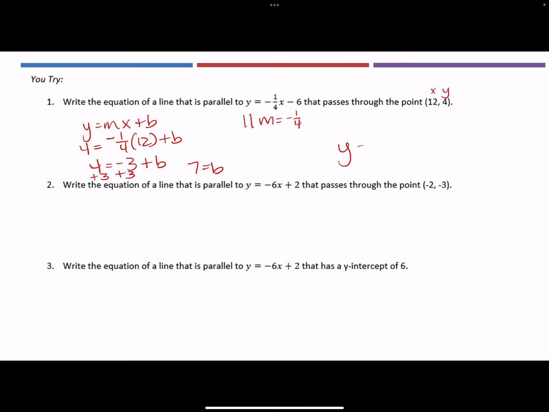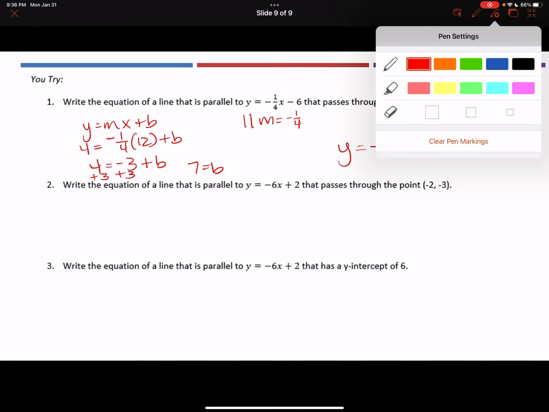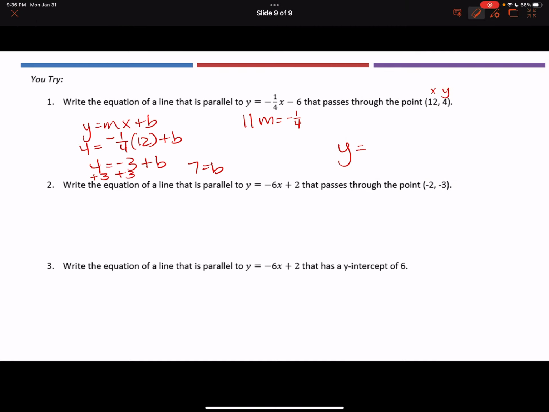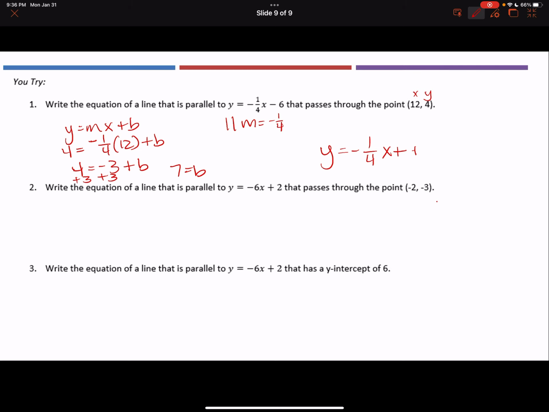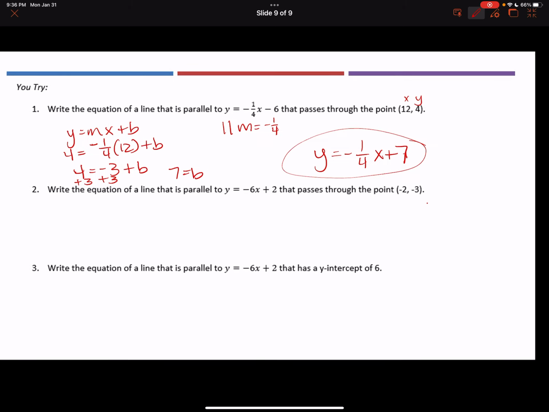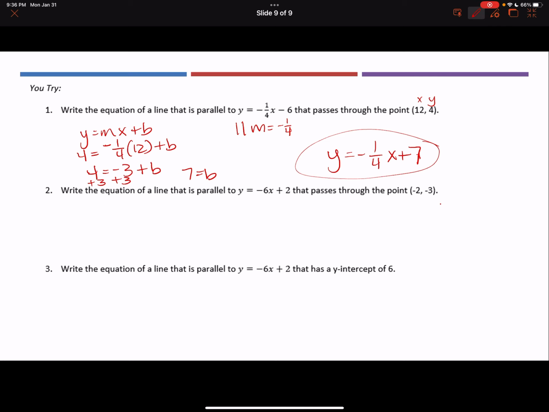So remember, we want to put it all together. y is equal to -1/4 x plus 7. That's my final equation. Okay?